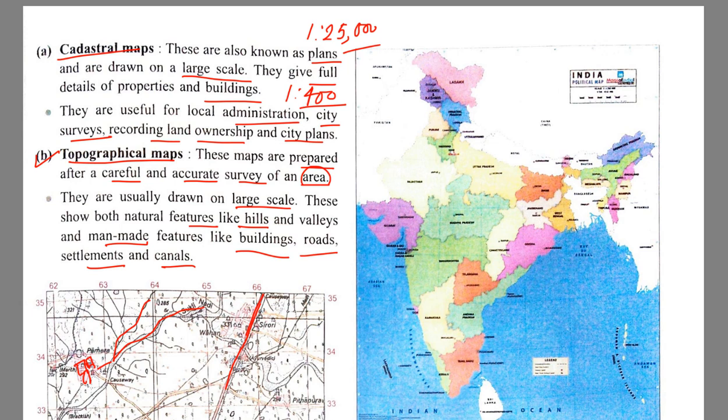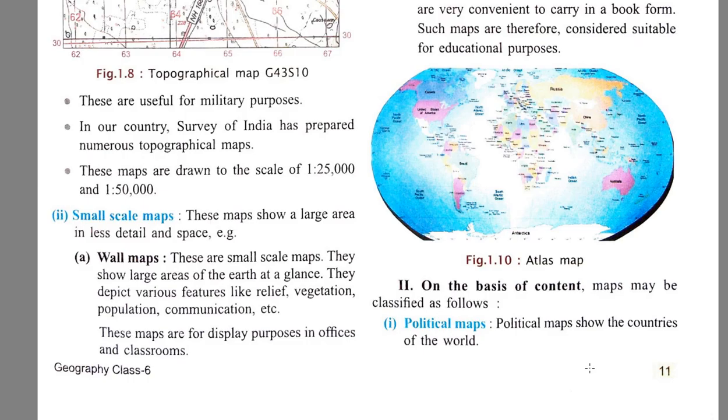And these are useful for military purposes. So the topographical map is very vital basically for the border area. There they actually plan for everything on the basis of the topographical map. Then in our country, Survey of India, SOI, has prepared numerous topographical maps, and these maps are drawn on the scale of 1 is to 25,000 and 1 is to 50,000. So in details we can show all the features on the basis of this scale.